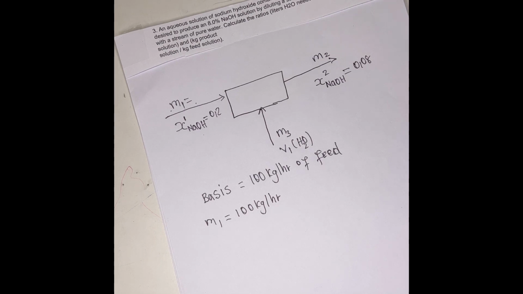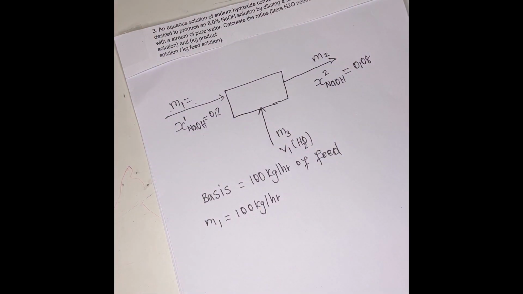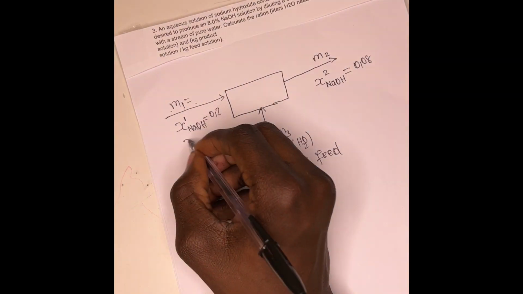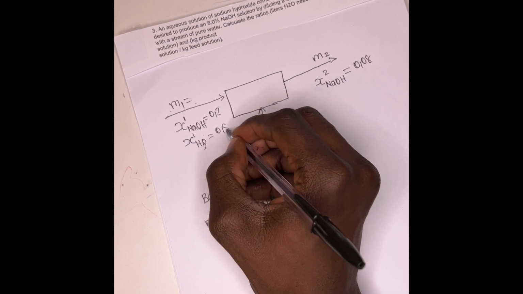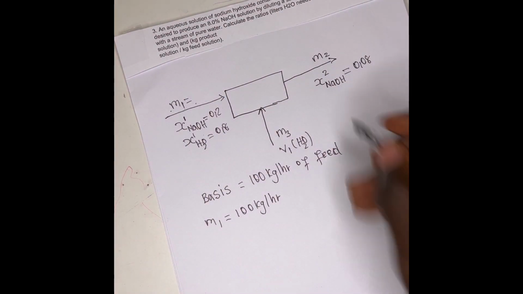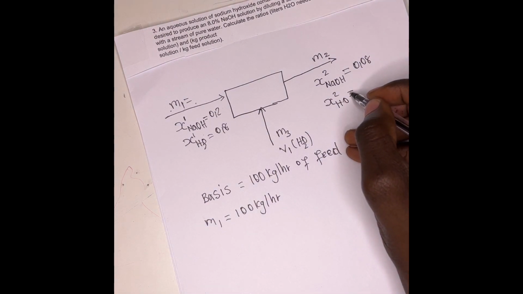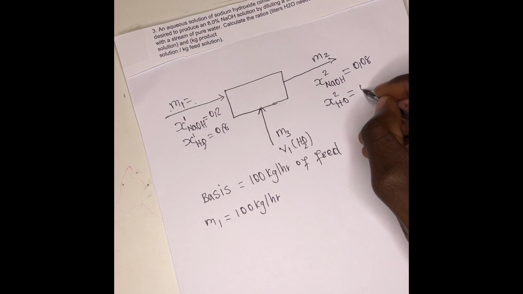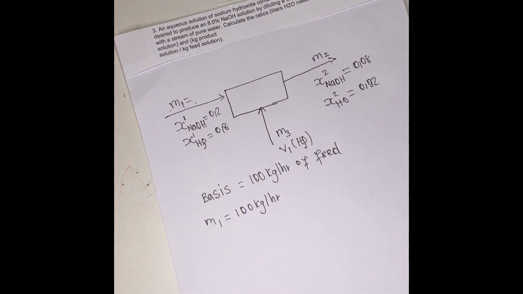And now from here, what you have to do is check. Here it's only 0.2, but the sum of the percentages must be 1. Where is the other? The other is water. So the X of water in stream 1 is 0.8, because if you add these, it gives 1. And the X of water in stream 2 is 0.92, because if you add 0.08 plus 0.92, you get 1.